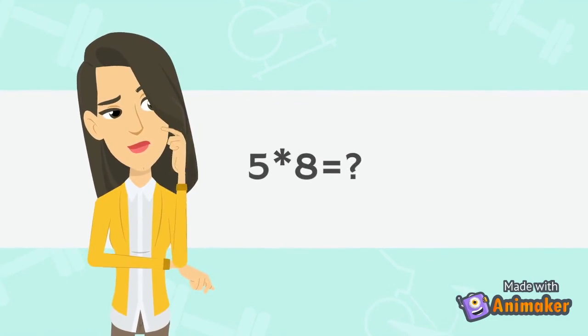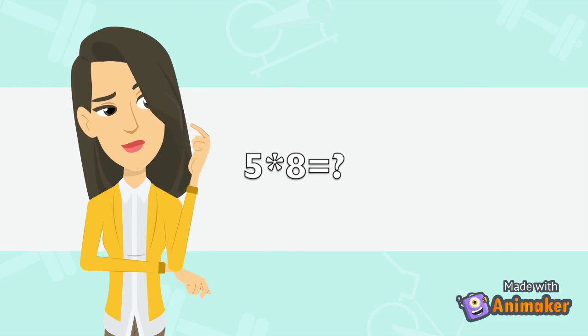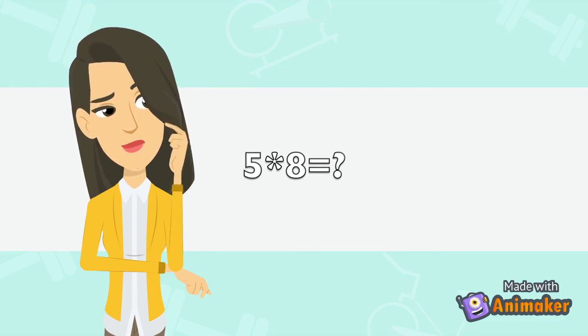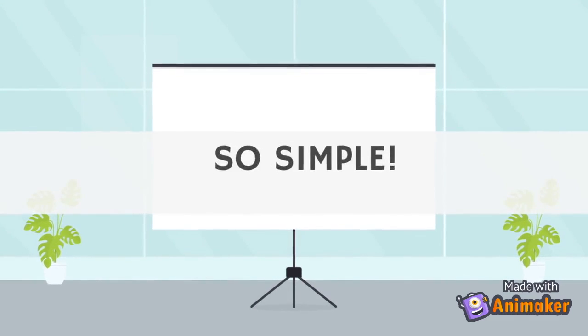Finally, let's try 5 times 8. Half the even number. 8 divided by 2 equals 4. Do 5 times 4. 5, 10, 15, 20. 5 times 4 equals 20. Double the answer. 20 plus 20 equals 40. So what am I going to say? 5 times 8 equals 40. Just like that, we know how to multiply by 5s.